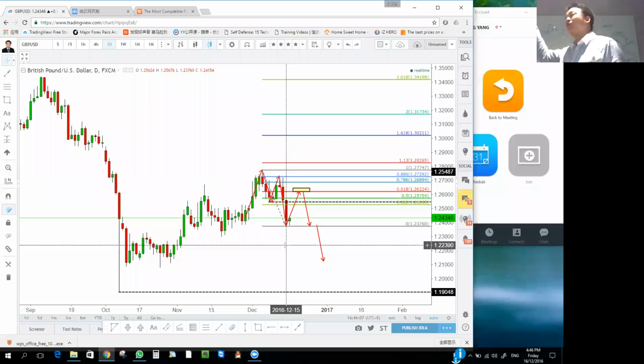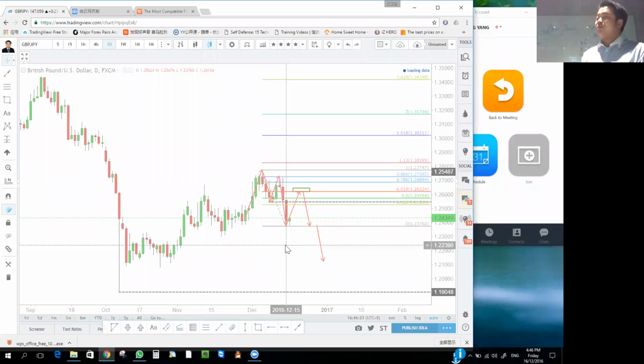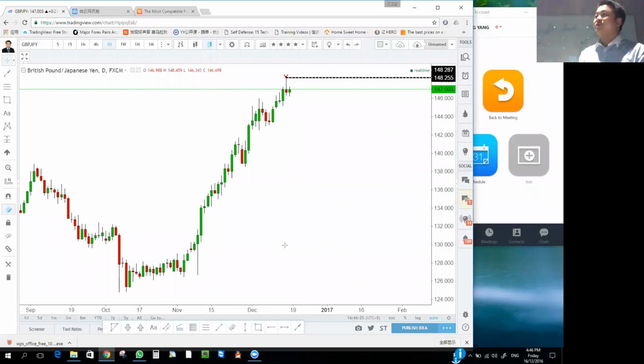Okay, sterling may still go down compared to dollar, but compared to other currencies, maybe sterling will be the winner, because the other currency may drop more than sterling does. So you look at the sterling yen, very obvious. You see, sterling yen, huge uptrend. The reason is the yen drops more than sterling, right? Dollar yen keeps going up. So the sterling yen still goes up, although the sterling is dropping compared to the dollar.